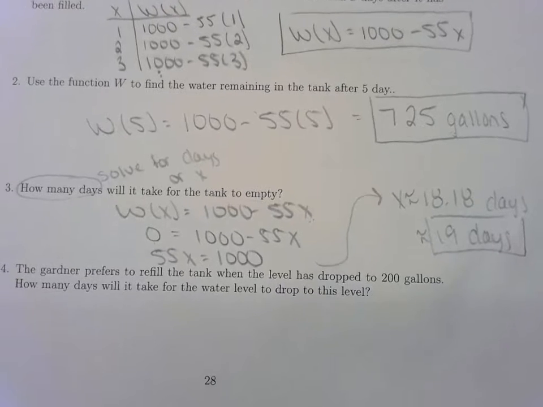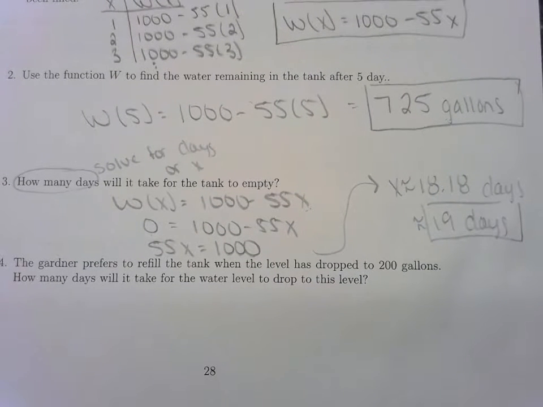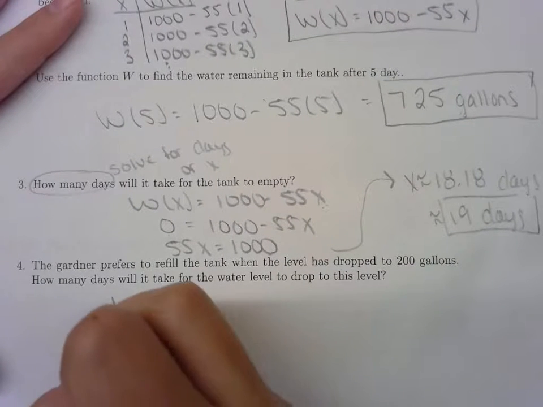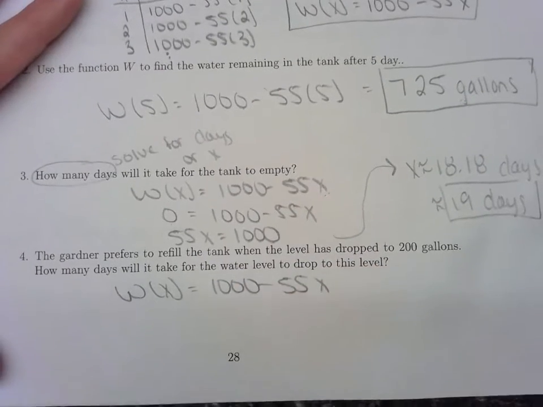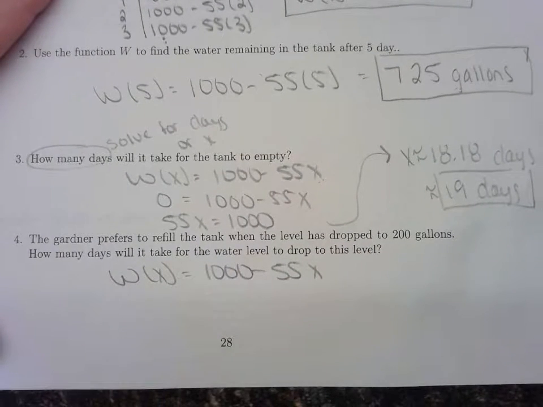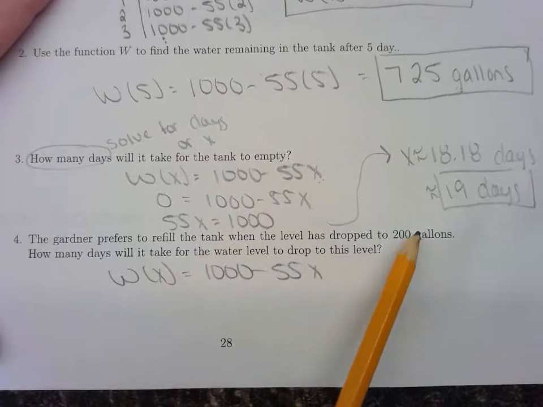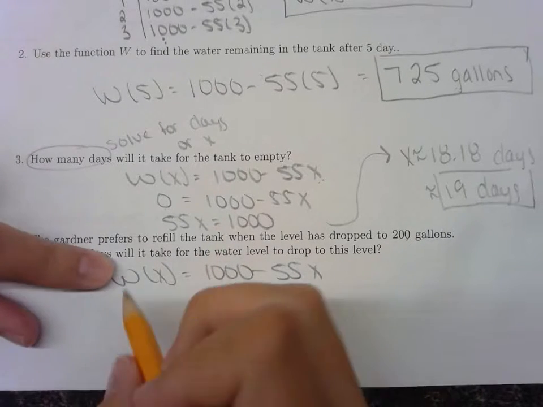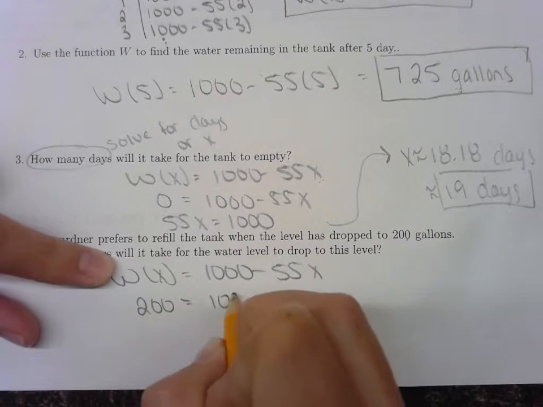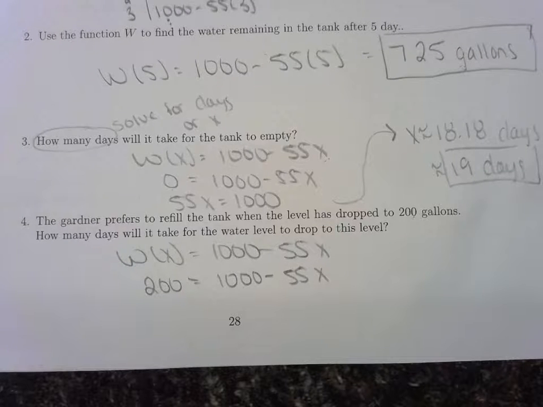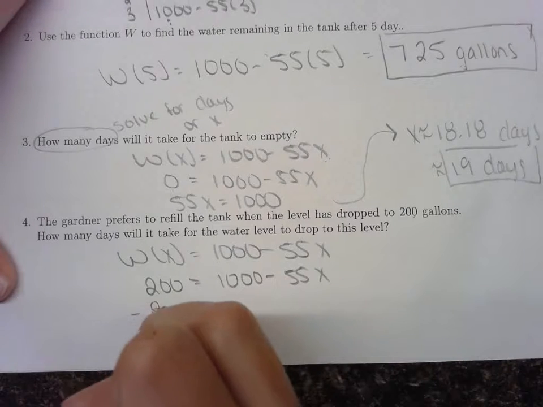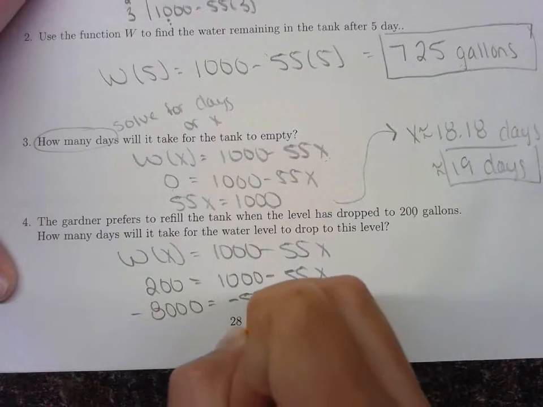Number 4 says the gardener prefers to refill the tank when the level has dropped to 200 gallons. How many days will it take for the water level to drop to this level? So again, I'm going to write out my function. We want the water level to be 200, and we're solving for x, or the number of days. I'm going to bring the 1,000 over, so subtract 1,000 on both sides. That would give us 8,000 equals negative 55x.